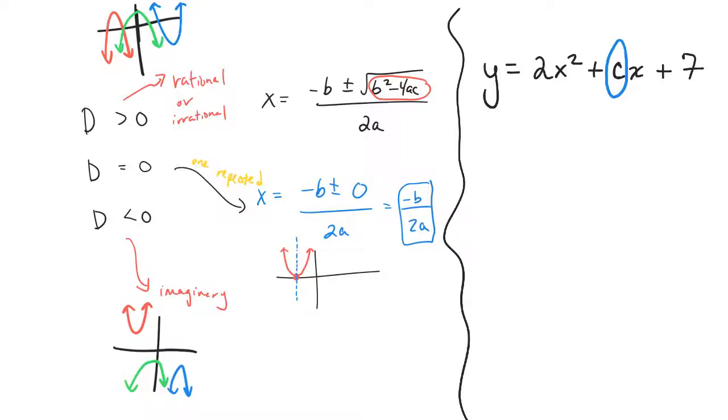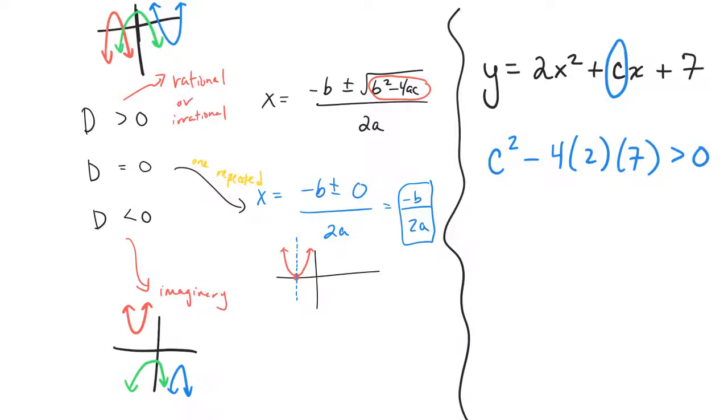The first case, when the discriminant is positive. So let's figure out the discriminant. The discriminant is whatever B is, which in this case is C, right? You see what I'm saying? That's why I did this on purpose. It's B squared minus 4AC. And that has to be greater than zero.